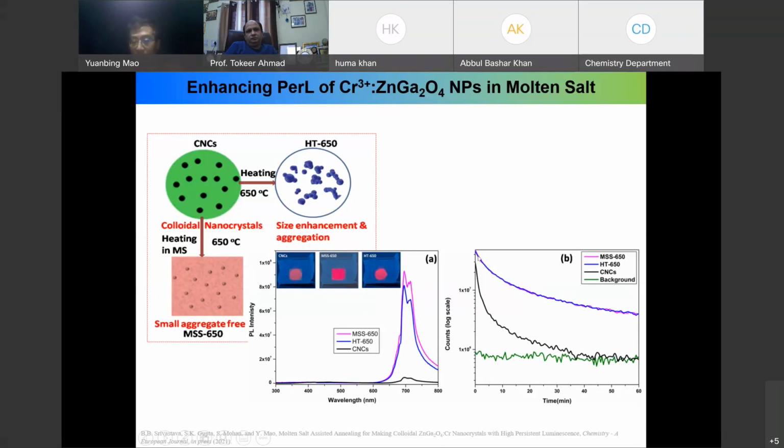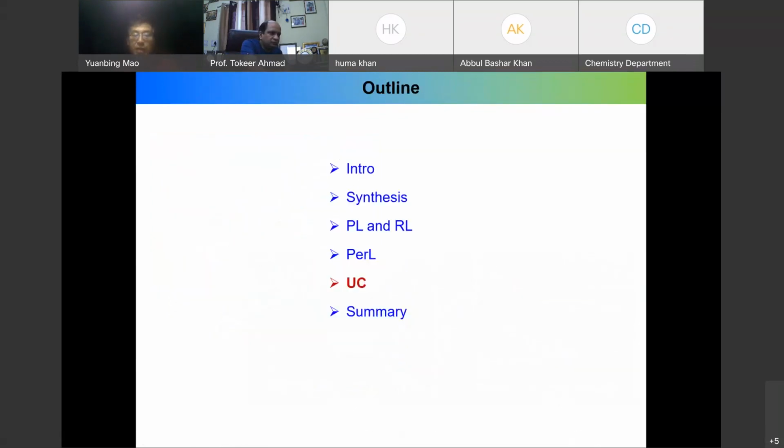So you can see here, in terms of persistent luminescence, after these two annealing processes, they show quite similar results. And so that's really promising. So recently, this paper was just accepted by the Chemistry, A European Journal, and so now it's in press. So the last one I want to show you is related to upconversion.